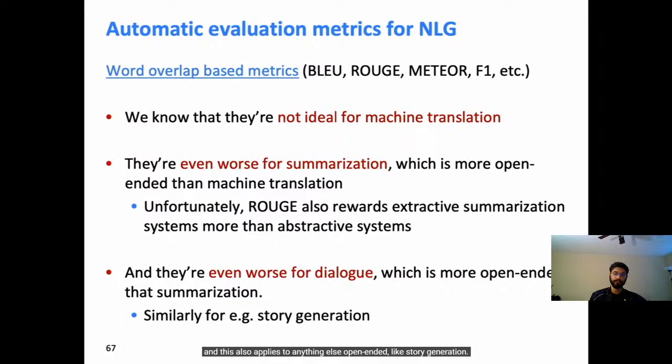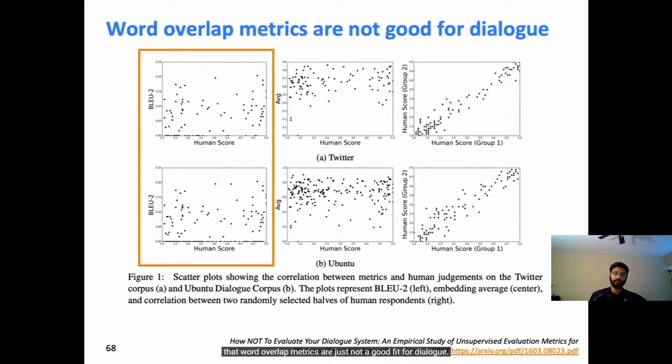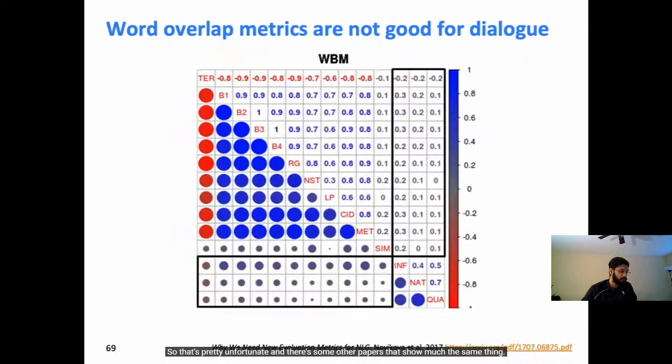And this also applies to anything else open-ended like story generation. So it's been shown, and you can check out the paper at the bottom, that word overlap metrics are just not a good fit for dialogue. So the orange box is showing you some plots of the correlation between human score on a dialogue task and BLEU-2, some variation of BLEU. And the problem here is that you're not seeing much of a correlation at all, right? It seems that particularly on this dialogue setting, the correlation between the BLEU metric and the human judgment of whether it's a good dialogue response is, I mean, it looks kind of non-existent. It's at least very weak. So that's pretty unfortunate, and there are some other papers that show much the same thing.